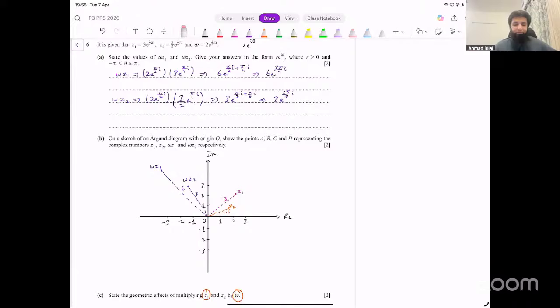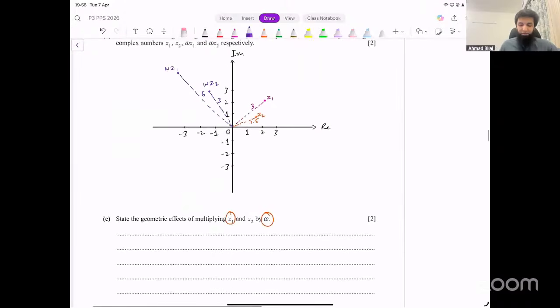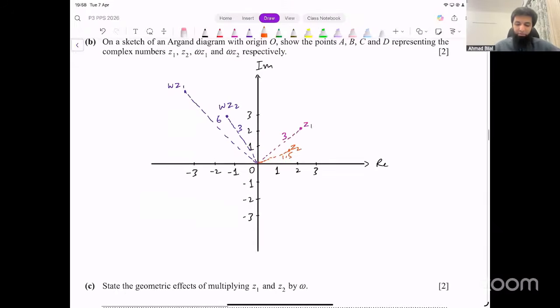Okay, let's resume. So in the first part, we found WZ1, WZ2, and then we sketched them. Now they're saying state the geometric effects of multiplying Z1 and Z2 by W. Now, how are Z1 and Z2 changing after multiplication with W? What's happening to Z1? It was here. It went there to WZ1. And then Z2 was here. It went to WZ2 here.